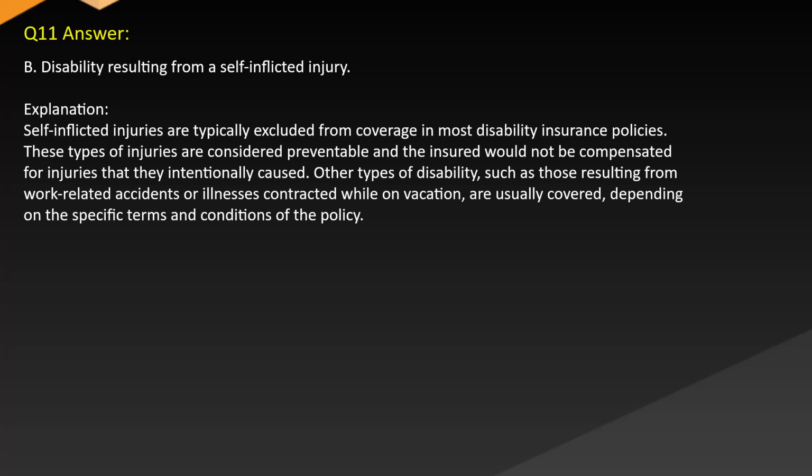Answer: B. Disability resulting from a self-inflicted injury. Explanation: self-inflicted injuries are typically excluded from coverage in most disability insurance policies. These types of injuries are considered preventable, and the insured would not be compensated for injuries that they intentionally caused. Other types of disability, such as those resulting from work-related accidents or illnesses contracted while on vacation, are usually covered depending on the specific terms and conditions of the policy.